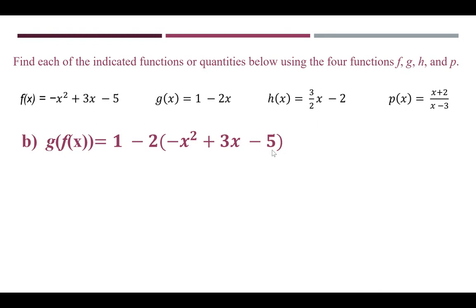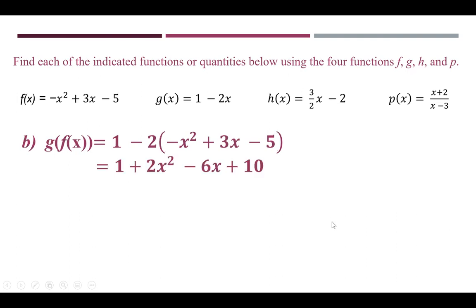Once again, simplification is in order. I'll distribute the -2 times each of the 3 terms in the parentheses, and I get this expression. In my final step, I see I have a constant of 1 and 10, and certainly I can combine those together to make this look nice. So g of f of x can be written as 2x squared minus 6x plus 11.